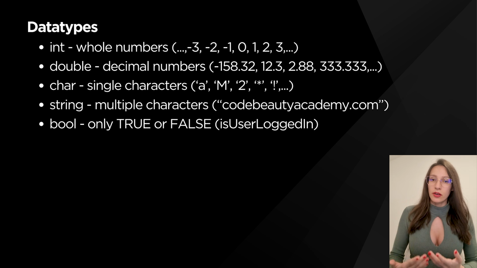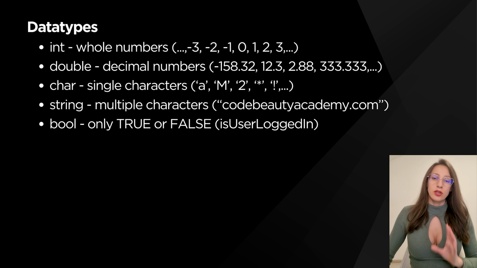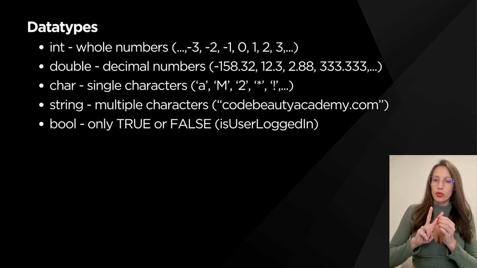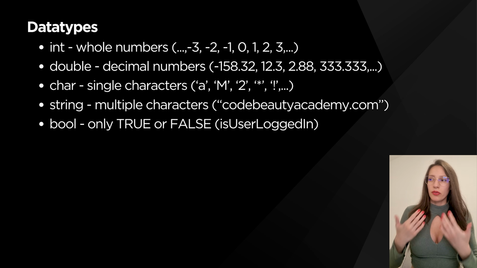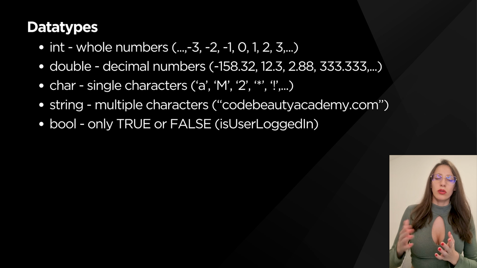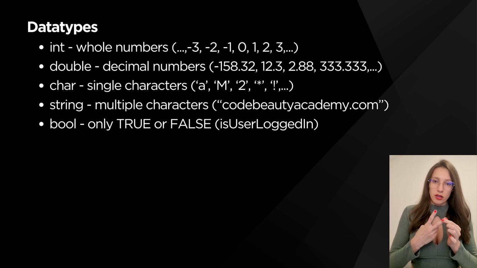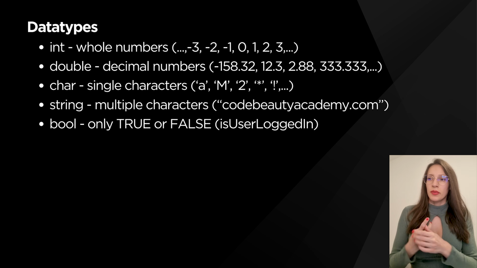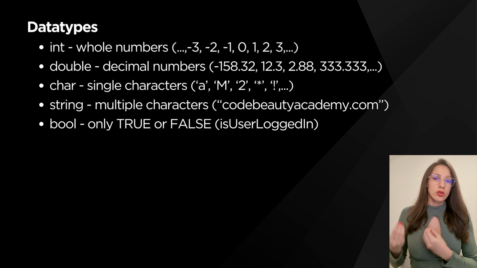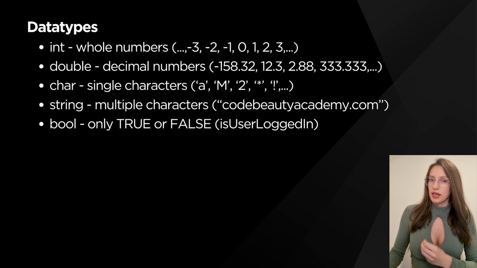Another commonly used data type is bool, and bool is used for variables that can have only two values, true or false, 1 or 0. An example of that is whether the user is logged in. That can have only two values. Either he is logged in or he is not logged in, so true or false. So those are the most commonly used data types in programming.